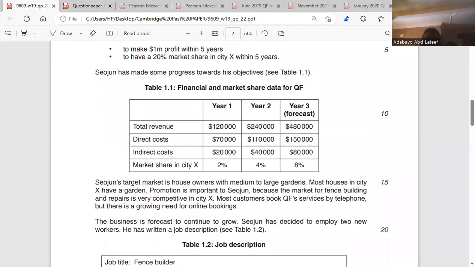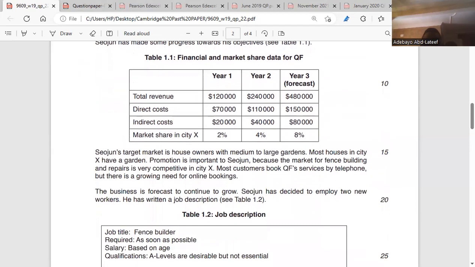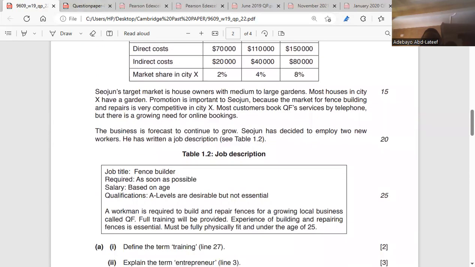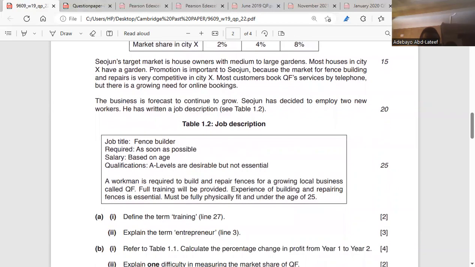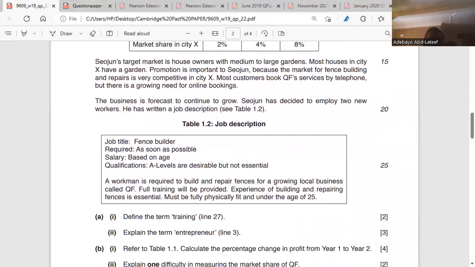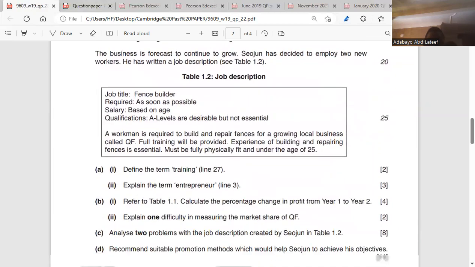Sojourn has made some progress towards his objectives. See table 1.1. Sojourn's target market is house owners with medium to large gardens. Most houses in City X have a garden. Promotion is important to Sojourn because the market for fence building and repairs is very competitive in City X. Most customers book QF services by telephone, but there's a growing need for online bookings. The business is forecast to continue to grow. Sojourn has decided to employ 2 new workers. He has written a job description.